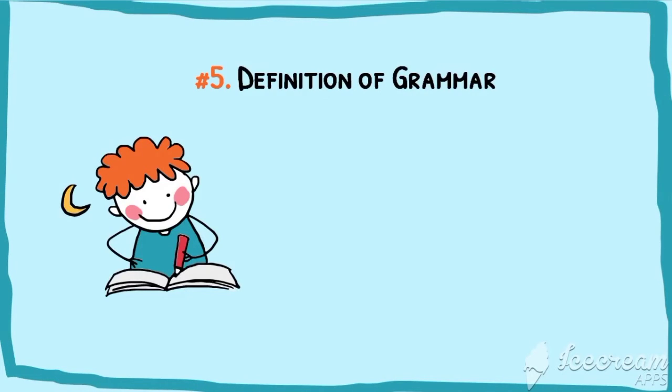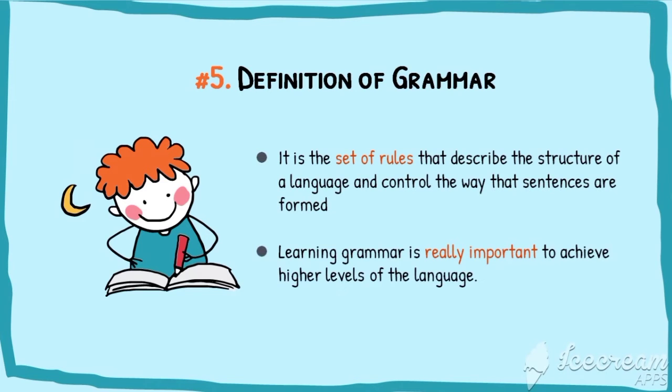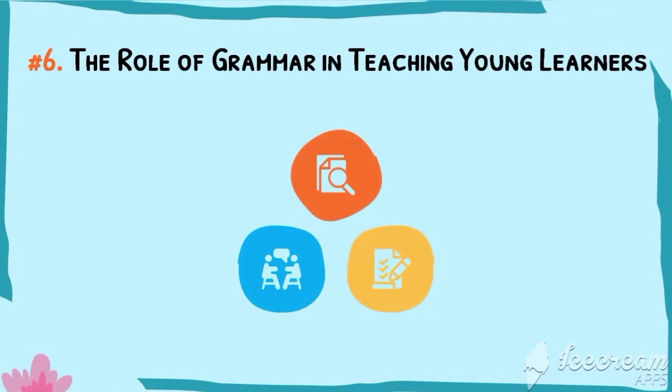Okay, for the next discussion, it talks about the definition of grammar. Grammar is the set of rules that describe the structure of a language and control the way that sentences are formed. Some people could say that grammar is not very important because they may speak without following any grammar rules and only with the use of vocabulary. But in fact, learning grammar is really important to achieve higher levels of the language.